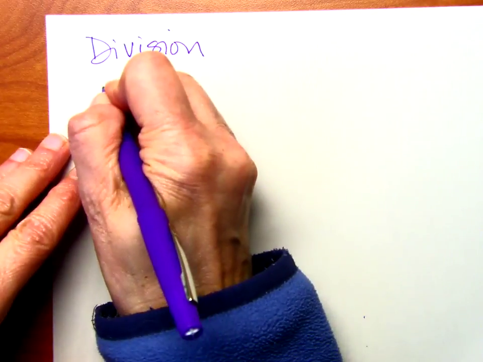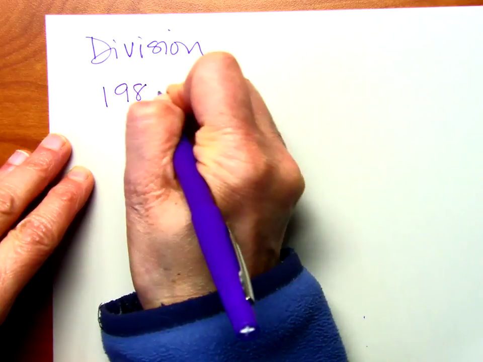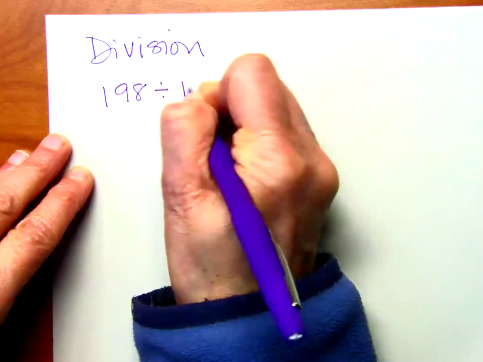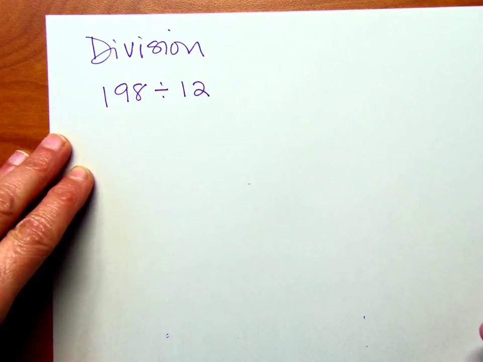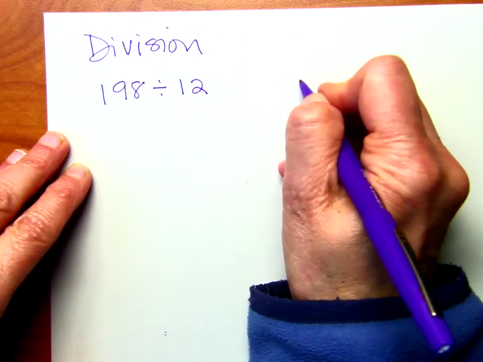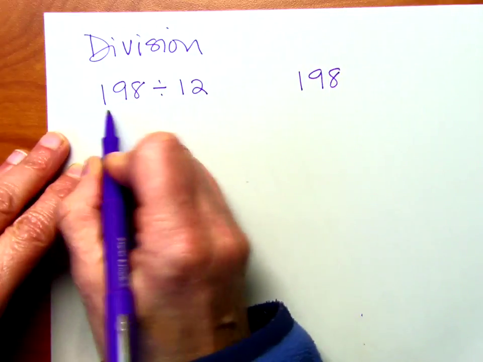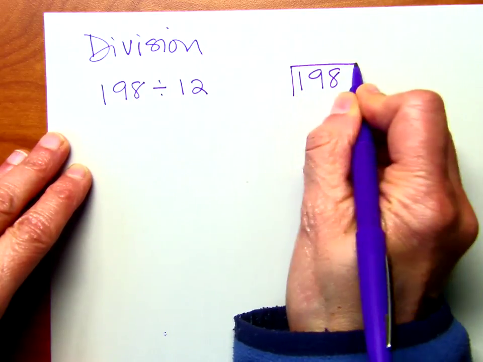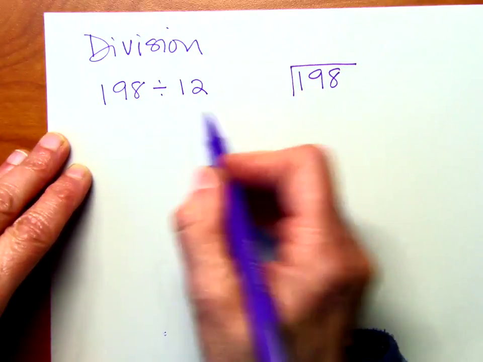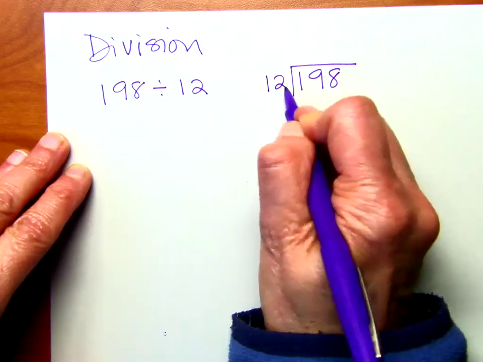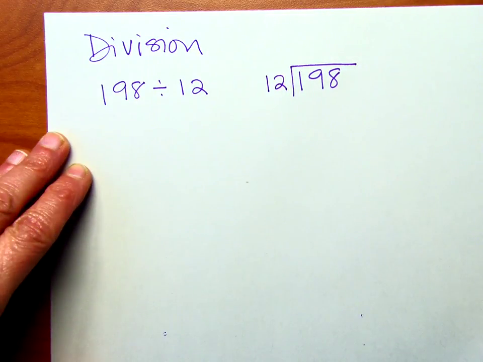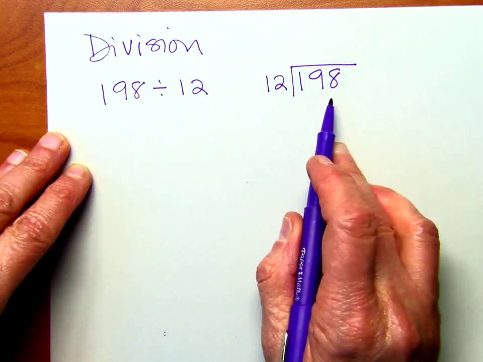Let's say we have 198, and I want to divide that by 12. Okay, so I'm going to go ahead and rewrite it. The first number, our dividend, goes under the division sign. The second number is the divisor, that's on the outside. Okay, now we'll go ahead and divide.